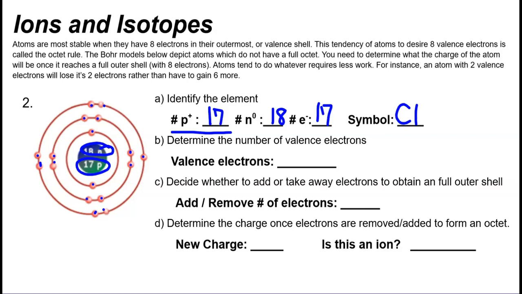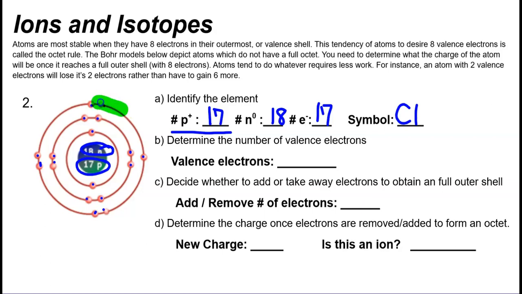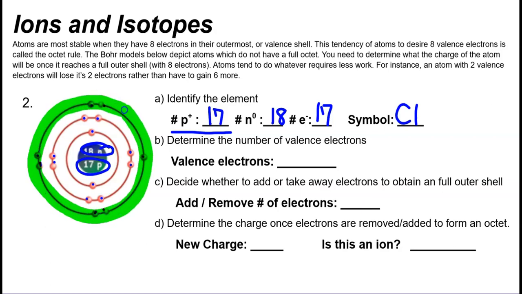Next, we're finding the number of valence electrons. So we're just looking at this outermost shell. We're not looking at the other ones, just that valence shell. And we need to count up the electrons in that outermost shell. So we have 1, 2, 3, 4, 5, 6, 7. 7 valence electrons in that outermost shell.